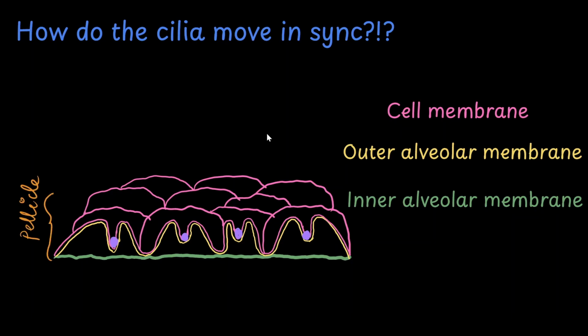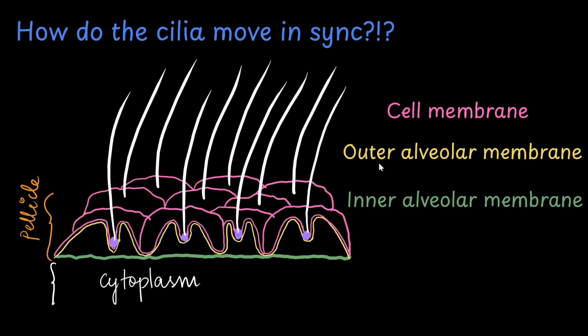So all these structures together are the pellicle, and below the inner alveolar membrane you find the cytoplasm. And from these grooves which contain basal body, you have the cilia coming out. So this is how the structure appears from the outer surface. But in order to understand the synchronized movement of cilia, you have to look a little inside them.